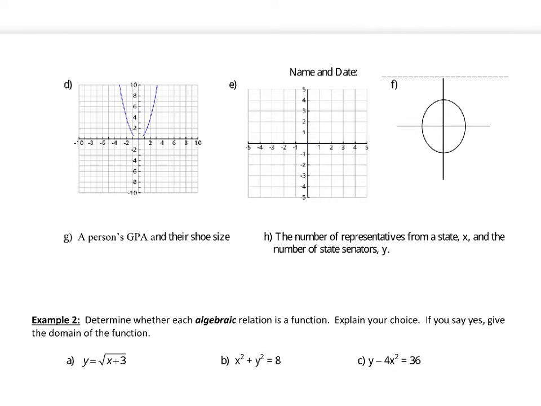When I look at the domain, I want to scan the graph from left to right because domain refers to the set of all x's, so I want to look parallel with the x-axis. Notice that the graph continues to the left and to the right forever as indicated by its arrows. So on the far left, we have negative infinity, and on the far right, we have positive infinity. Now, the sideways 8s are the symbols that we will use for those.